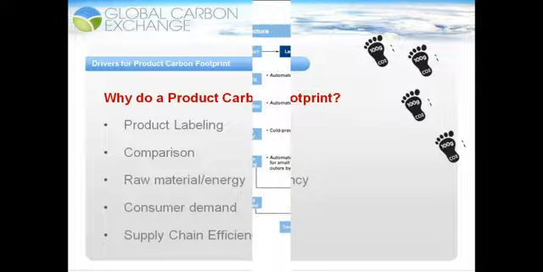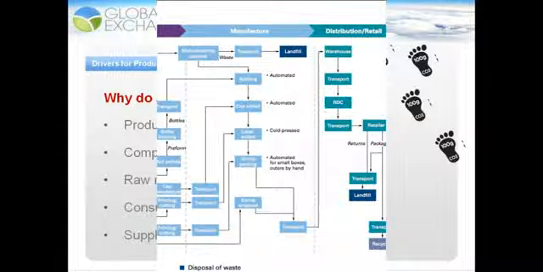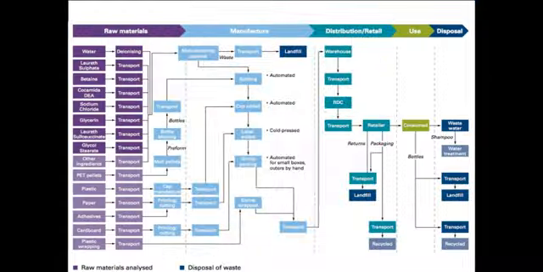As you can see, this is an example of a product map, and we can see from raw materials right through to disposal, it's a lot more complex than just doing a carbon footprint of a company's activities. Just so you understand, if we were a manufacturer, you would only be looking at the narrow band in the manufacturing sector.